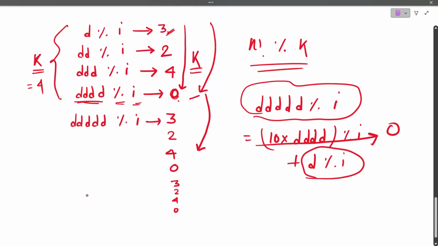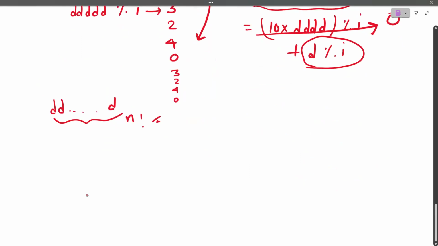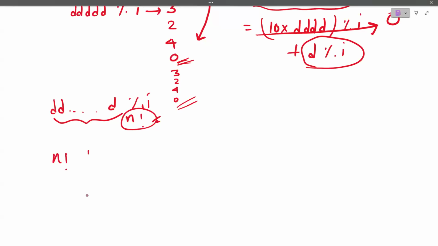So that means if you just need to check whether the final number, which is d repeated n factorial times, is divisible by I or not, you basically need to check whether it comes in this integral multiple of 0 or not. So basically you just need to check whether n factorial is divisible by k or not. What is k?